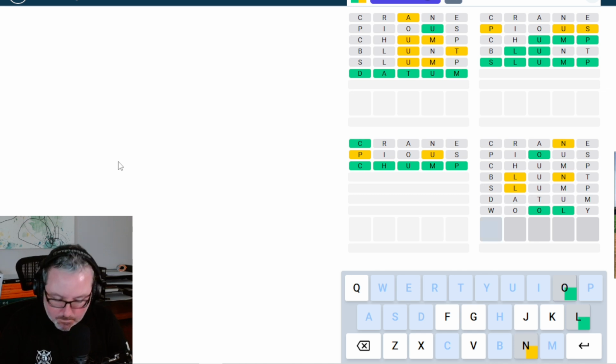Like how can this word end? OL what? F doesn't really seem to do anything that I can see. Then G. No. I mean K, but Z doesn't really seem to work. X wouldn't work. V wouldn't work. Man. I really am lost on this one.